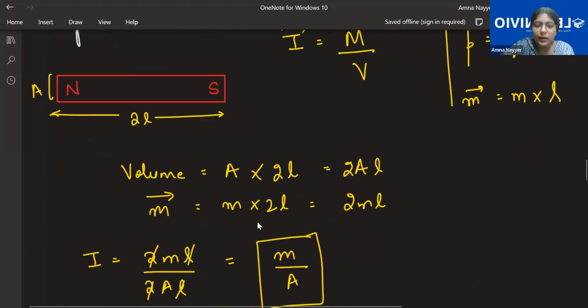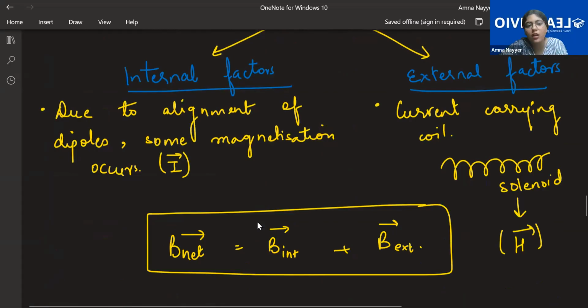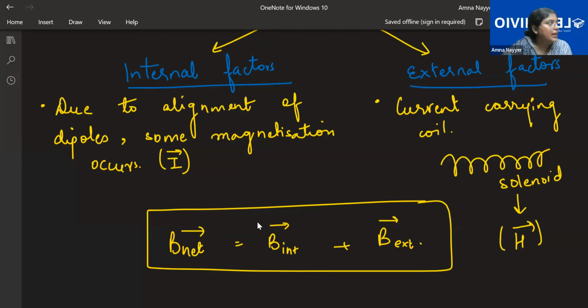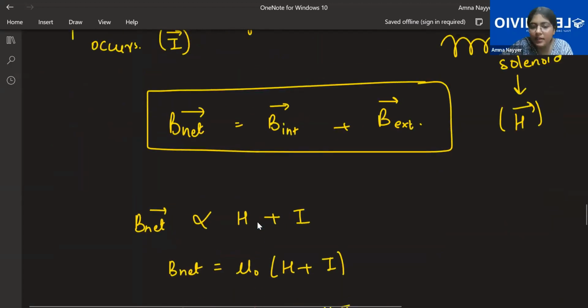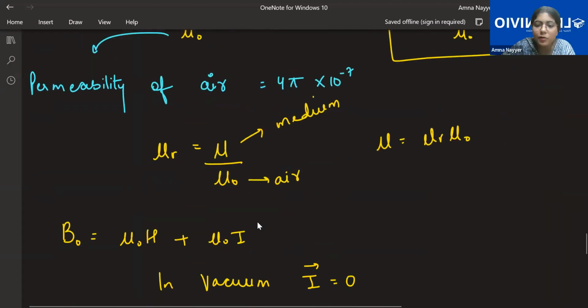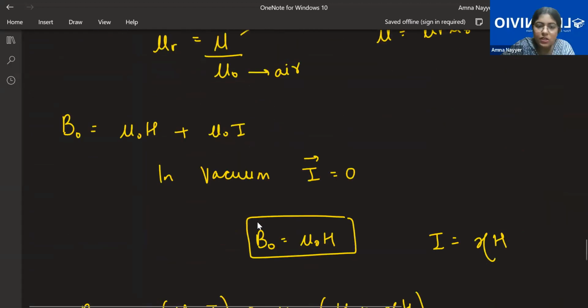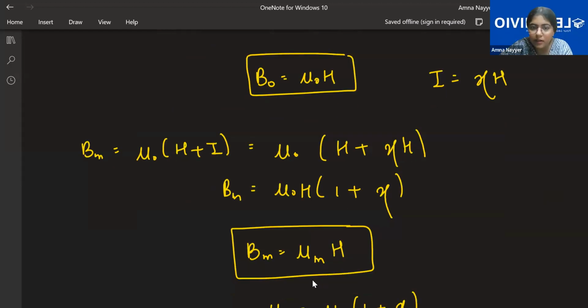Now, we did one question and then I discussed magnetic field intensity. I told you when you have the internal magnetic field, that is your intensity of magnetization, and the magnetic field produced due to external factors like the current carrying coil, that is your magnetic field intensity. So net magnetic field is the sum of the internal plus the external, and we concluded that H is equal to B by mu naught minus I. So two conclusions we got: B naught is equal to mu naught H, and B medium is equal to mu medium into H.